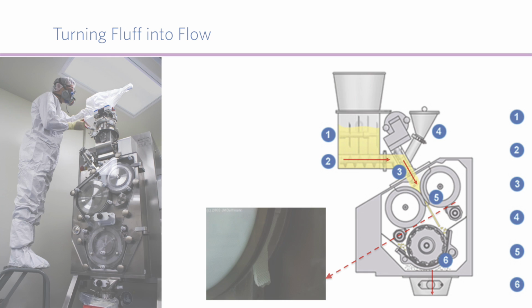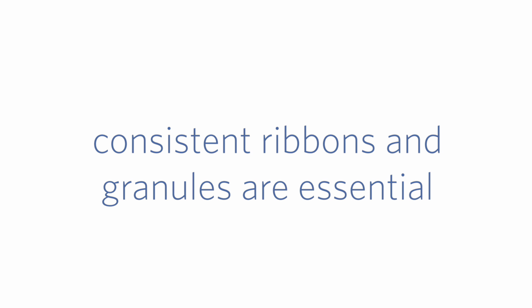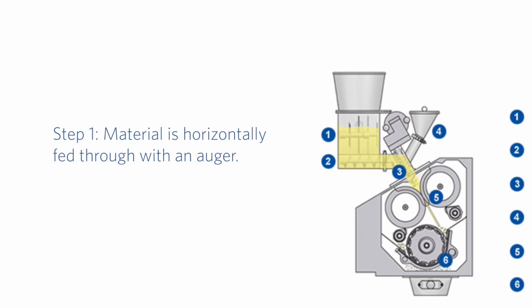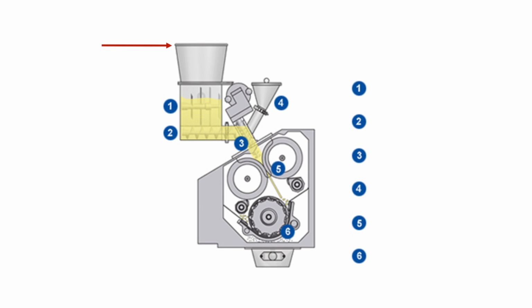Not all roller compactors are created equal. The roller compactor we prefer to use is the Gerteis roller compactor. It allows for feed of very poor flowing materials and getting very consistent ribbons and granules. In this process, the material is charged to the top in the hopper. Right by step 1 there, it's horizontally fed through with an auger into the area where it's going to be fed into the nip region of the rolls, and then you're going to generate a roller compacted ribbon there.